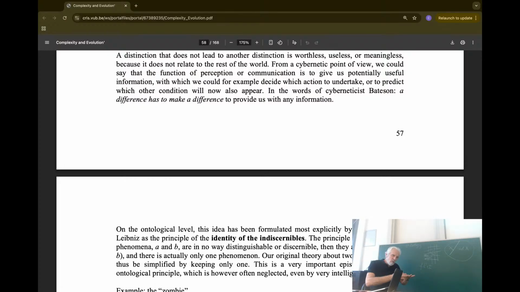So for any concept, that means for any distinction to be meaningful, it should point to some other distinction, which in turn should point to some other distinction, which in turn should point to some other distinction. So it's part of this network of distinctions that are all connected to each other.